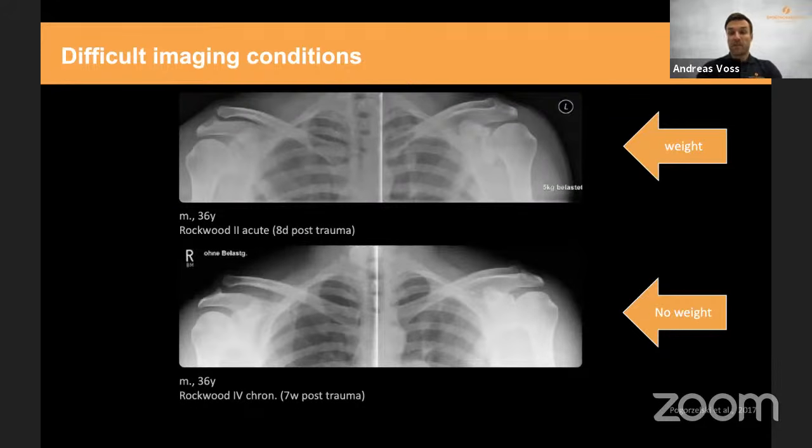And it's always a discussion about weight or no weight. So you can see in the first image here, this is an AC joint dislocation classified as Rockwood type 2, acute, 8 days after surgery. And this one here means 5 kilograms. In the last one, they put 5 kilograms on both arms. But 7 weeks after surgery, with no weight, you can see the high-grade dislocation.